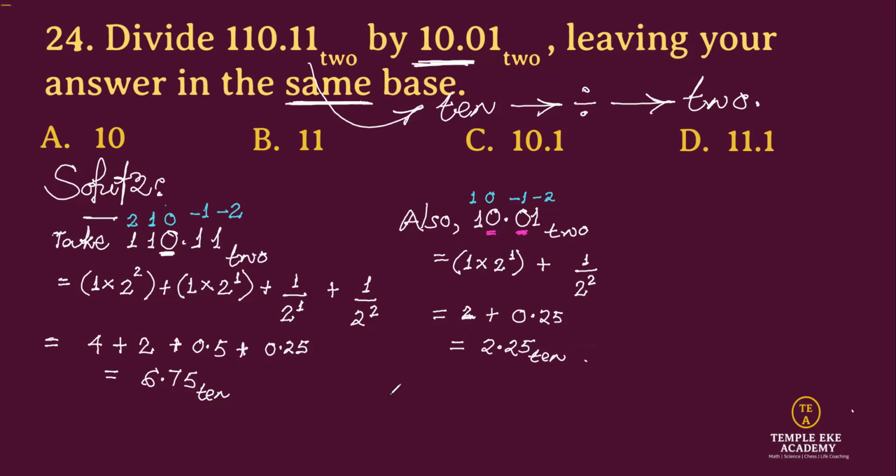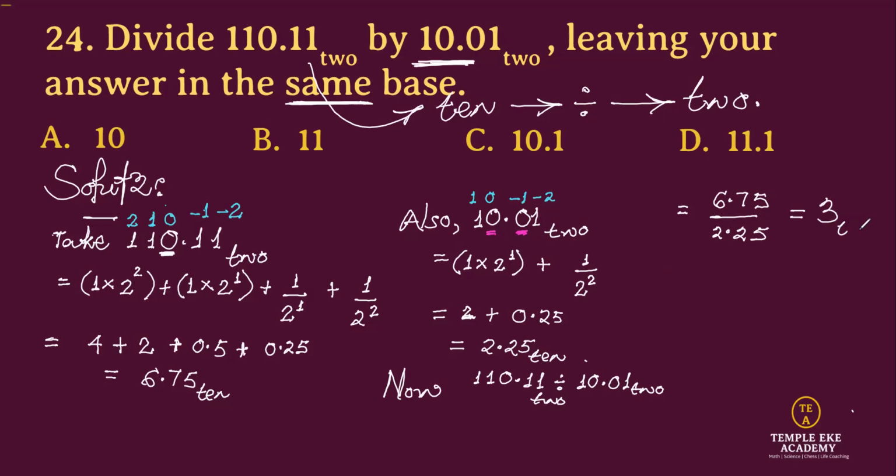That's right. Now, the original problem, which was set in base 2, 110.11 divided by 10.01, also in base 2, can be expressed as 6.75 in base 10 divided by 2.25, also in base 10. And this is a perfect division, so we have 3 in base 10.